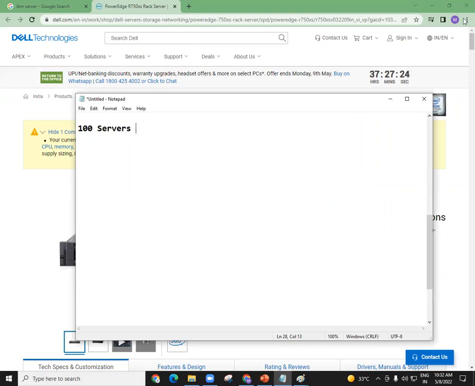There can be 30 servers in a company, there can be 300 servers, or there can be some 1,000 servers in a company. It depends on the size of the company. Okay, but I'm taking a basic example here. I'm taking the example with 100 servers.